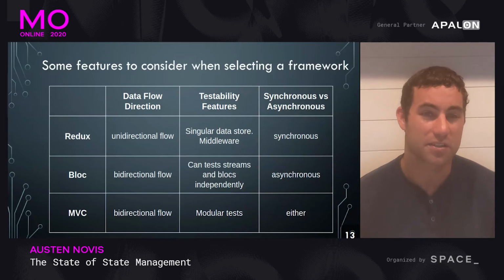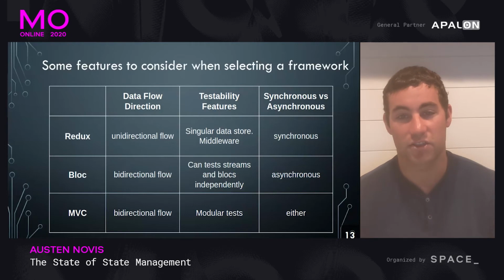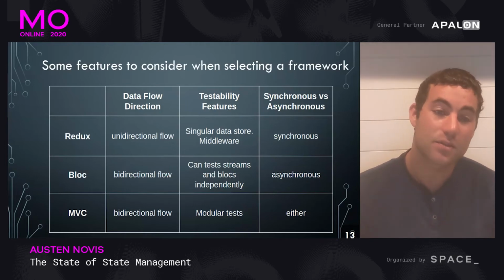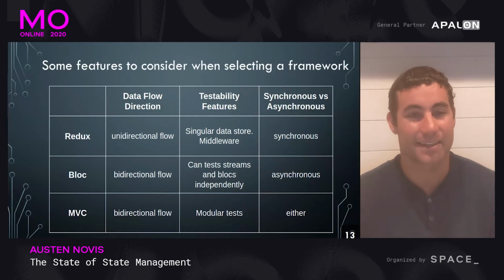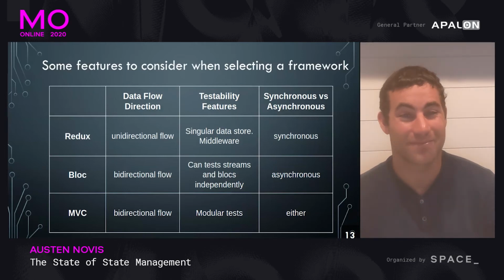First, we have the data direction flow. As you saw in the previous diagrams, Redux is unidirectional flow when compared to the bidirectional flow of BLoC and MVC. This can help with debugging and understanding transitions, as everything is sequential and is easy to step through. Next, while all three can split up into their components and be modularly tested, Redux is nice since it contains a single store and can run middleware to help make testing and debugging quite easy and painless.